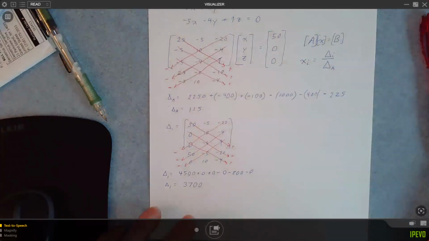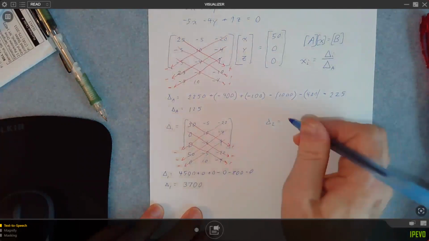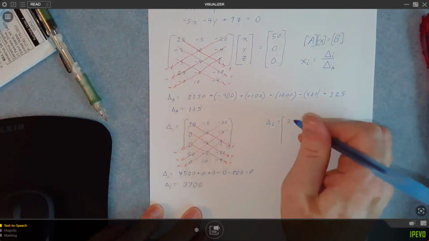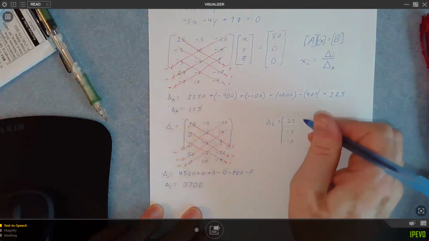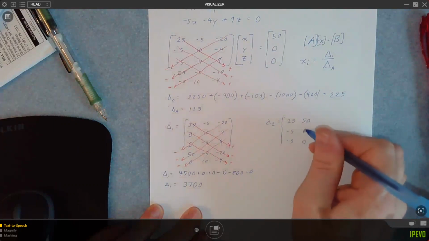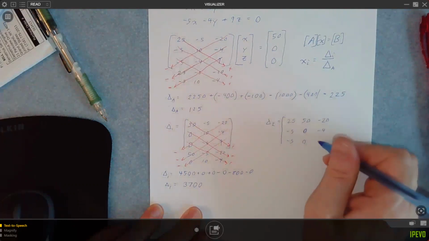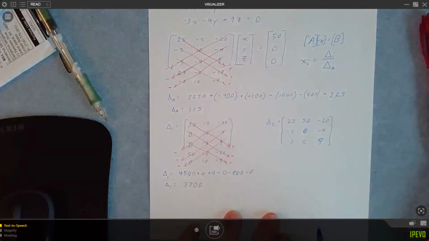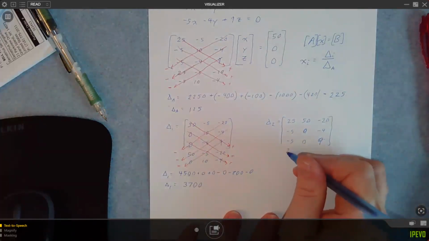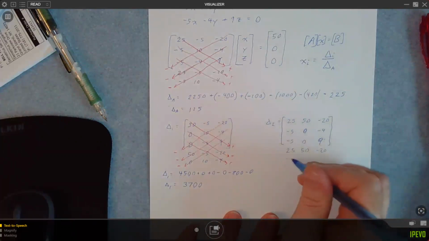And I'll do one more. I'll do delta 2, and then I'll just show you what delta 3 is. So delta 2, we're going to do the same thing. Now we're going to replace the second column with the B matrix. So I've got 25, minus 5, minus 5. I've got 50, 0, 0. And then I've got minus 20, minus 4, minus, oh wait, it's not minus, it's a positive. I'm going to rewrite these again down here. First row.